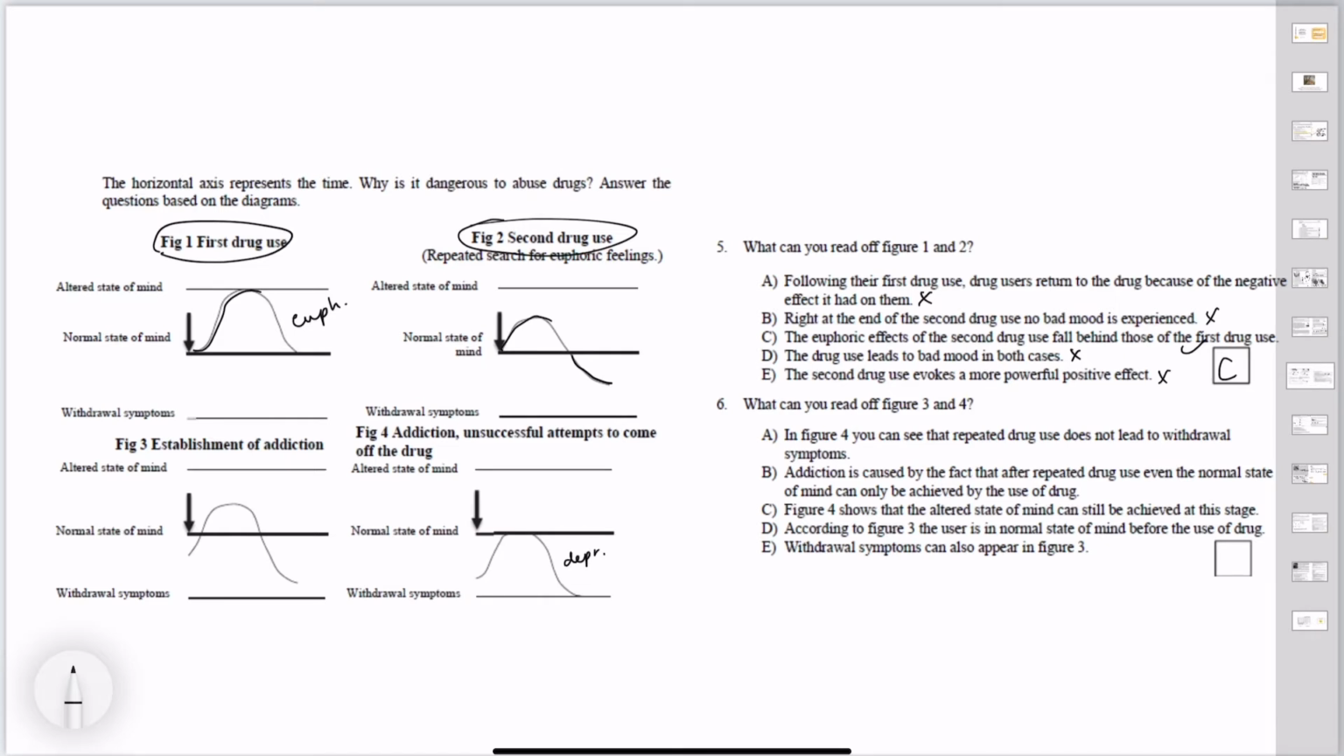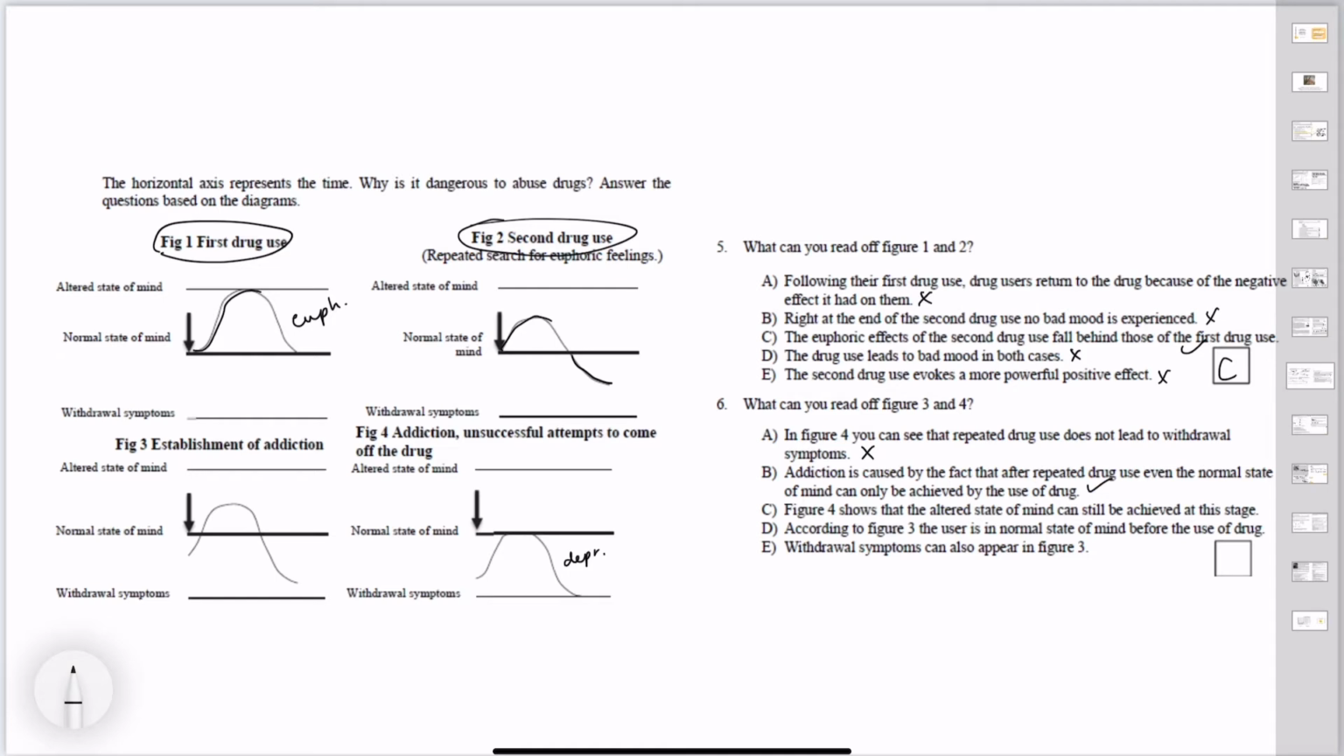What can you read of figures 3 and 4? In figure 4, you can see that the repeated drug use does not lead to withdrawal symptoms. That's definitely not true. We can see that it is basically entirely located under the normal state of mind. Addiction is caused by the fact that after repeated drug use, even the normal state of mind can only be achieved by the use of the drug. That is something we can see on the graphs.